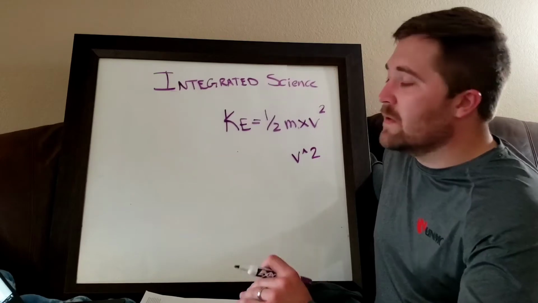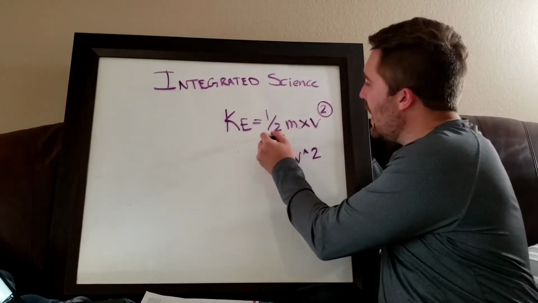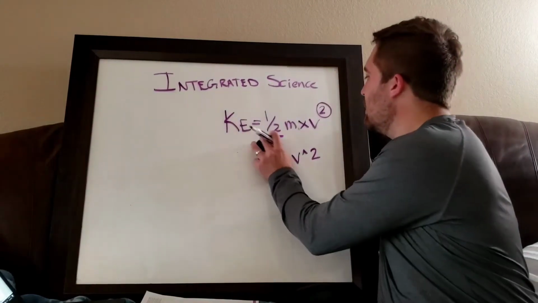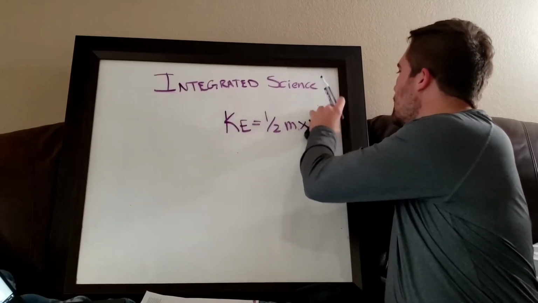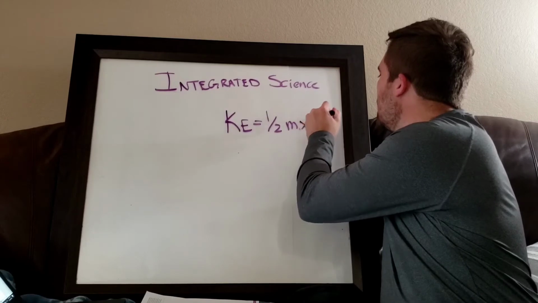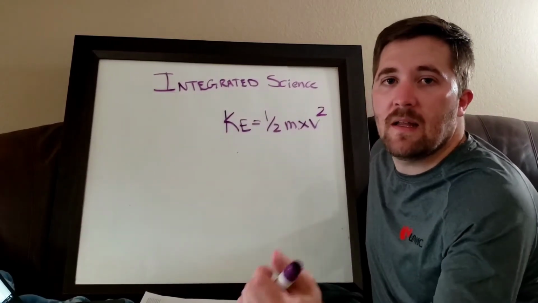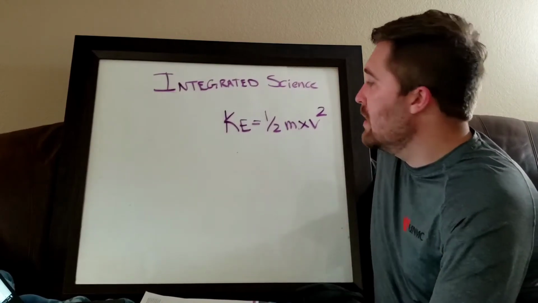But this is really important to remember. Don't forget the squared here. Don't forget the 1/2. I know when we've been doing this, some of you guys have been forgetting something here or there, and you get a completely different answer. So, kinetic energy equals half mass velocity squared. Kinetic energy deals with motion. Remember that. That's very important to remember.